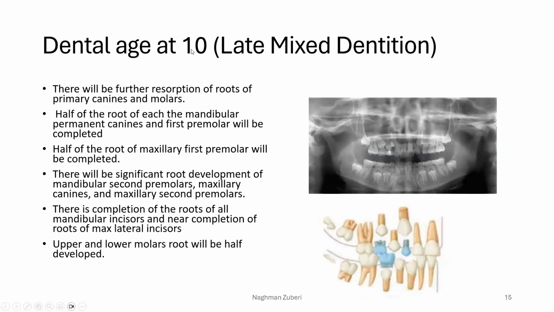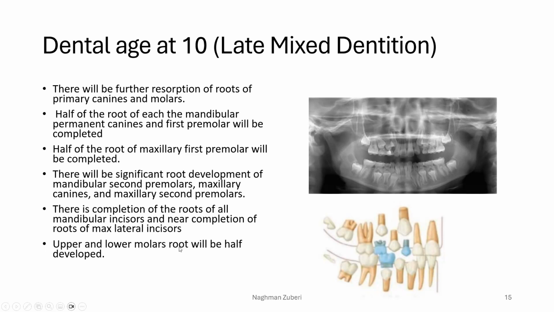Dental age 10, late mixed dentition. There will be further resorption of the roots of primary canines and molars. Half of the root of each of the mandibular permanent canines and first premolars will be completed, and half of the root of the maxillary first premolar will be completed. There will be significant root development of mandibular second premolars, maxillary canines, and maxillary second premolars. There is completion of the roots of all mandibular incisors and near completion of roots of maxillary lateral incisors.